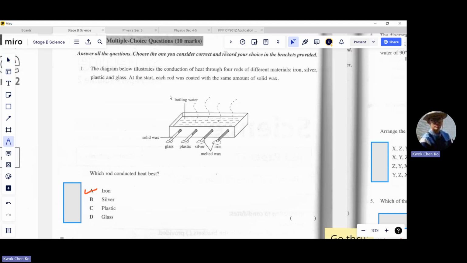Why would you need to look at the shaded portion? Immediately you know metal conducts heat the best. The shaded portion does not matter. Do you know silver is a metal too? Oh, I forgot. So between these two, you have to still compare this portion. You notice iron has more exposed portion, so most of the wax has melted off from the iron. Yeah, more wax has melted.